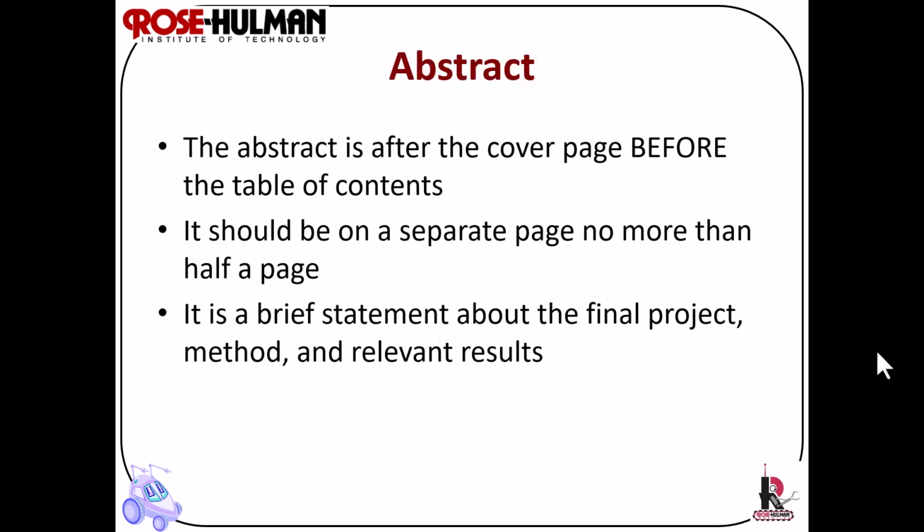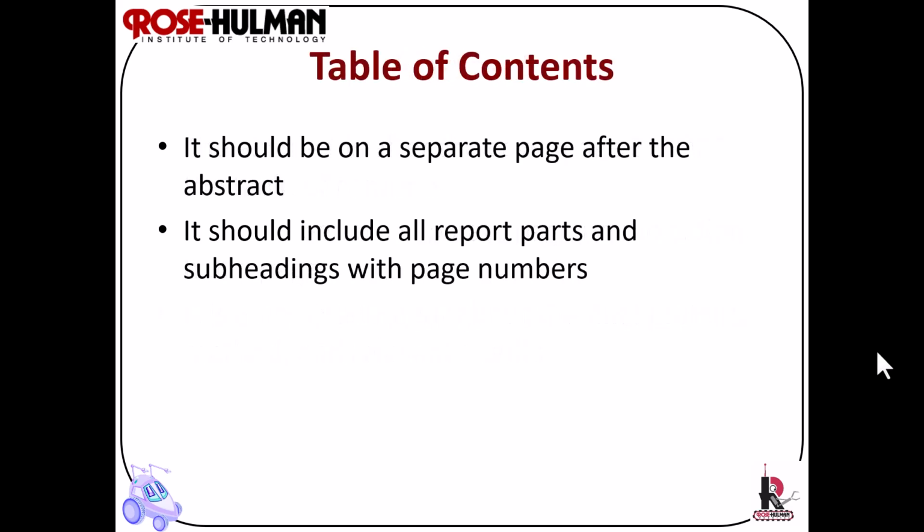The abstract should come after the cover page and be no more than half a page, and it's a brief statement about the final project method, results, conclusions, etc. It's basically like the movie premiere to make me decide if I want to read the rest of the paper or see the movie. The table of contents should then be on a separate sheet of paper with all of the headings, the subheadings, as well as the page numbers.